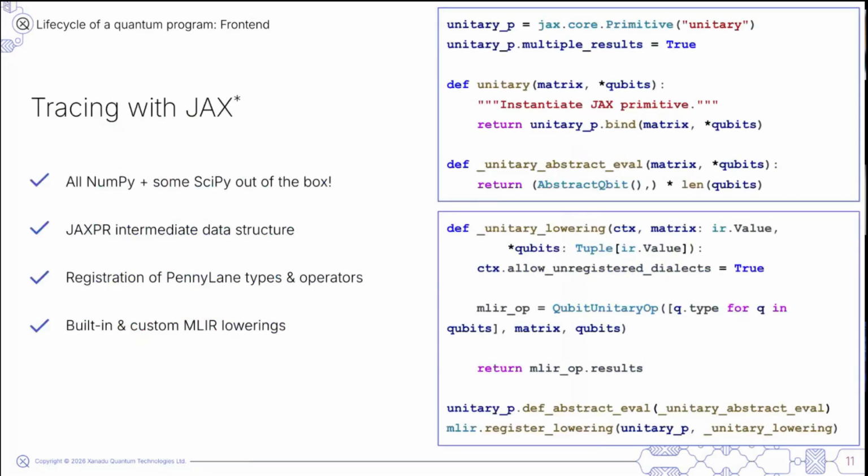We do this by tying into JAX. You get all the NumPy functionality and some of the SciPy stuff out of the box. We have this program representation which JAX uses, which we can tie into. We can easily register new data types, and we can build custom lowerings all the way down. I say JAX with an asterisk here because this is a starting point to have a good tracing infrastructure. The JAX team have put a lot of work into making this interoperable with many ecosystems, and we can nicely extend their ecosystem to work with ours.